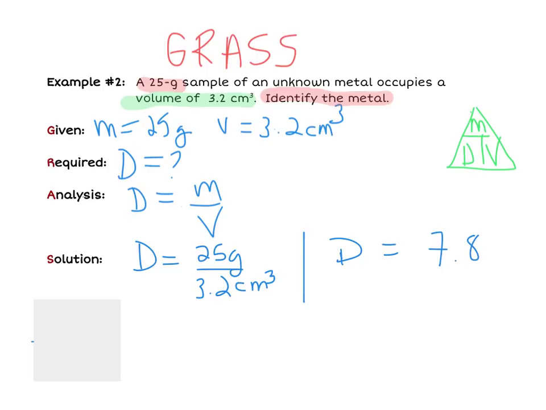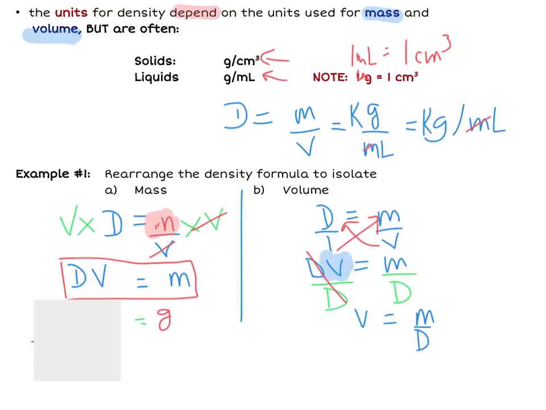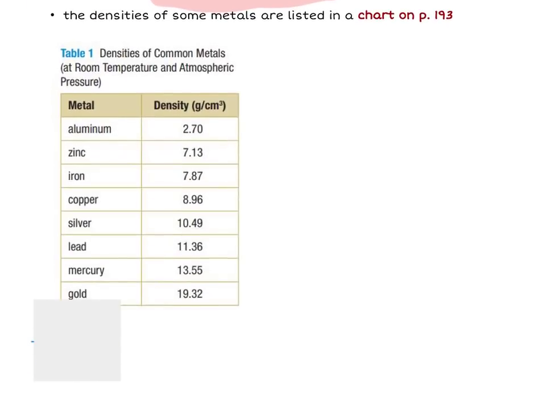I'm also going to ask, what unit should I be using? I divided grams by cubic centimeters, and so that tells me that the units in question are grams per cubic centimeter. Now, I don't necessarily know what that value represents. So I'm going to look at my chart on page 193. Let me see if I can move this up. Let's see. I'm going back to my chart, and it says 7.8.